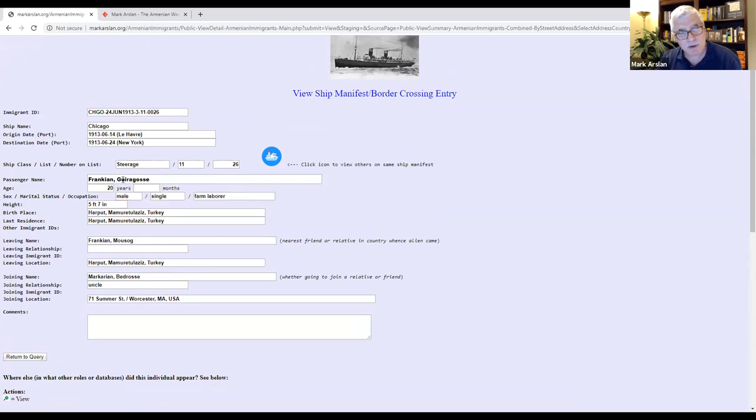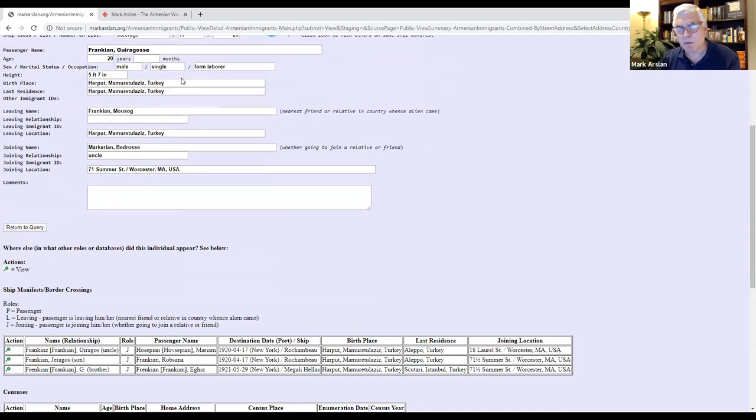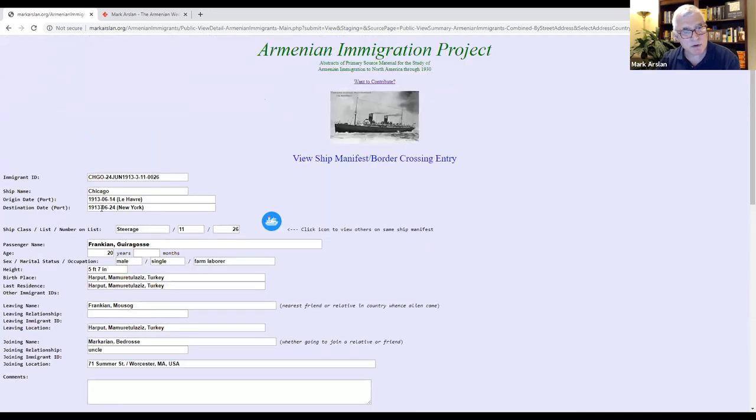So the G would be G-U, that's the way they would spell it. The soft S sound would be two S's. So just be aware that these names are going to be spelled every which way. So this guy, he was leaving as Museg Frankian from Harpeth. He was joining his uncle Bedros Markarian, 71 Summer Street. This was in 1913.